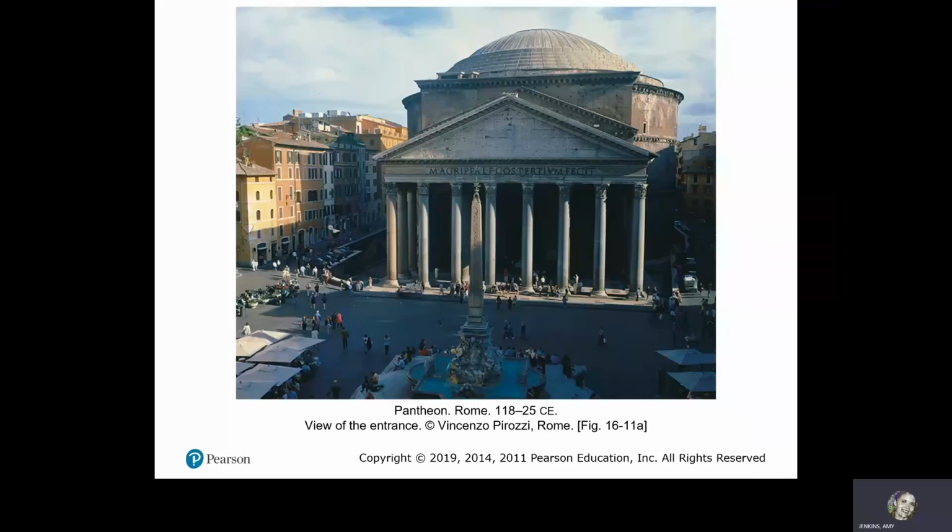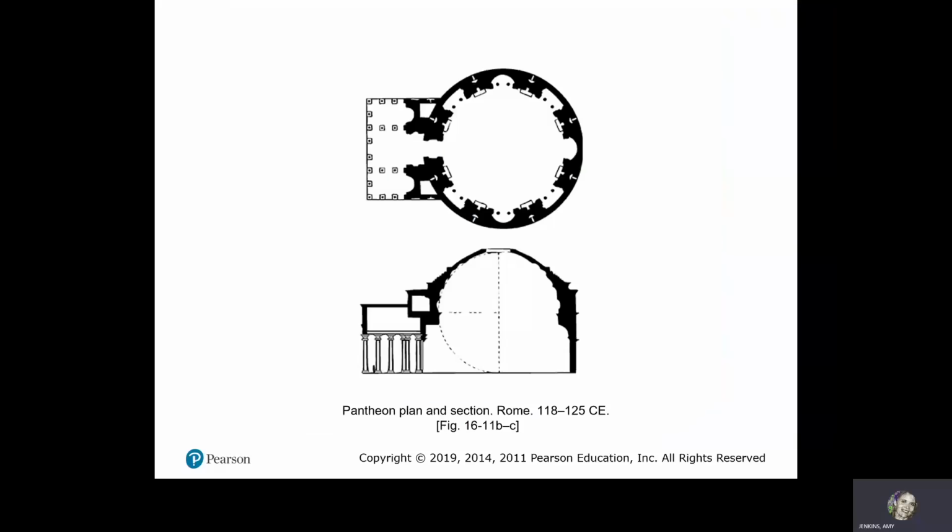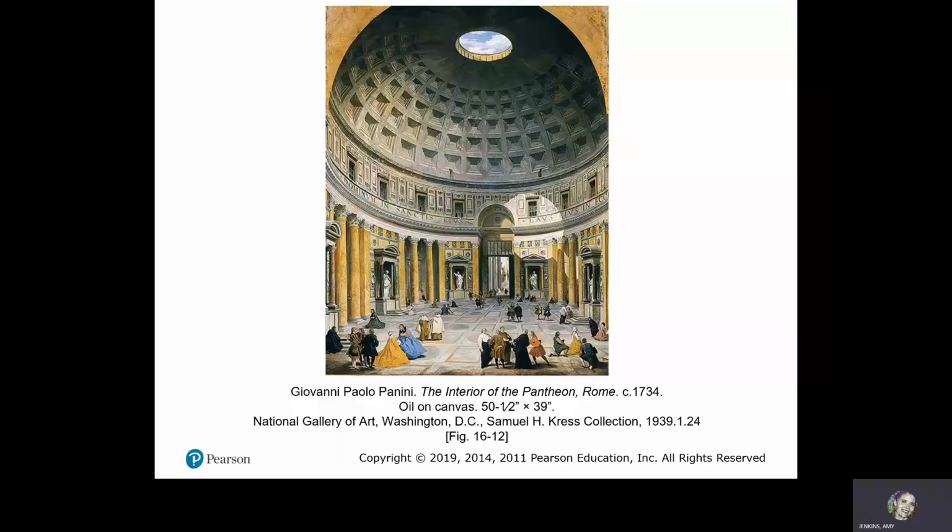This is in Rome, 118 to 125 CE. This is a view of the entrance. Here is a plan and section of the Pantheon. Here's a painting of the interior, because it's very dark and hard to photograph, and that is the oculus letting light inside. Those squares are the coffers.